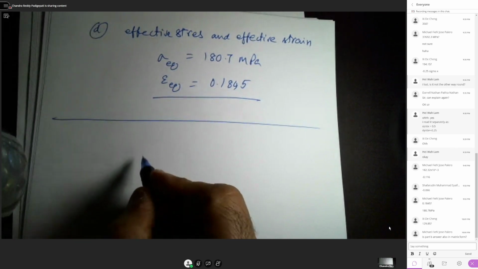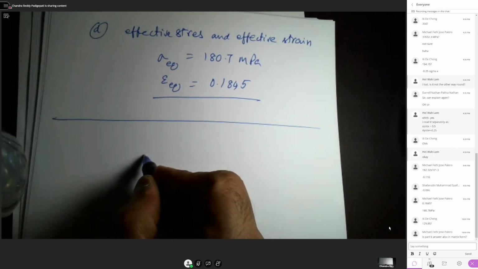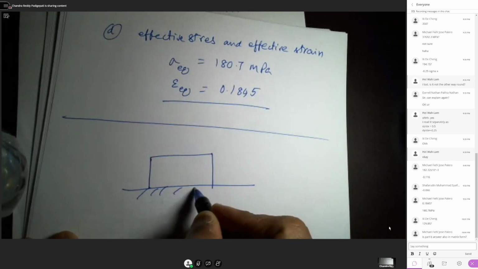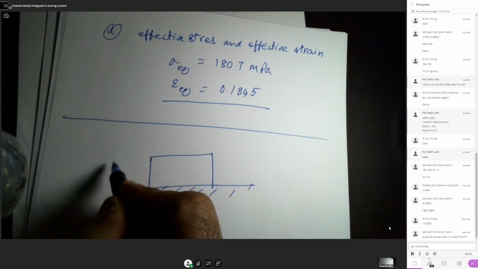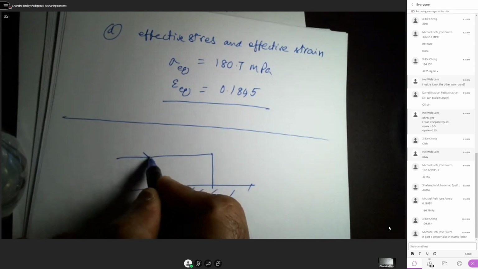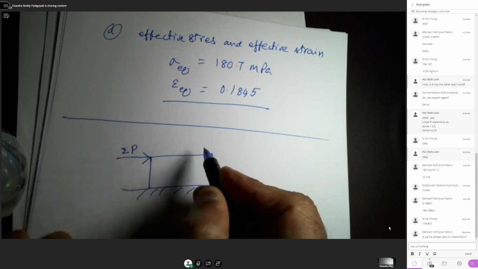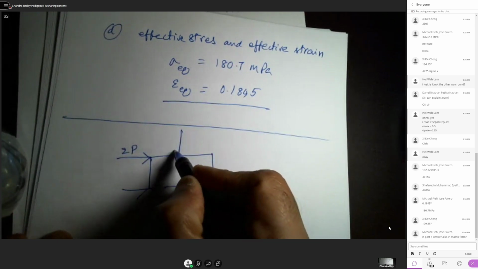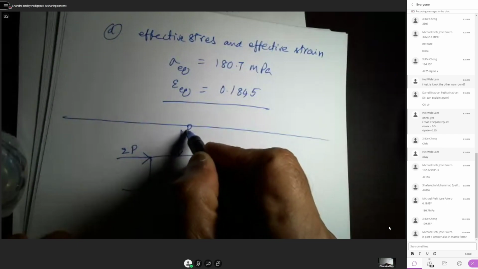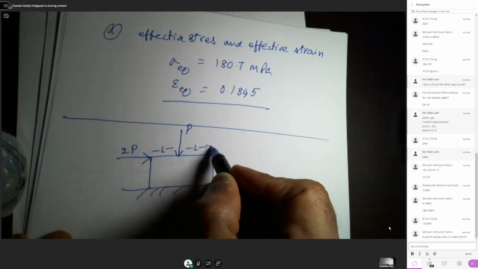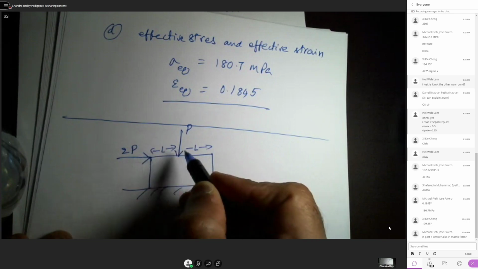So the scenario given to us is simple. There's a frame. There's a horizontal load acting, which is shown as 2P, and there's a vertical load acting, P. The lengths are all given in terms of L.